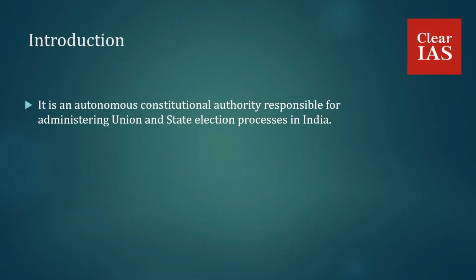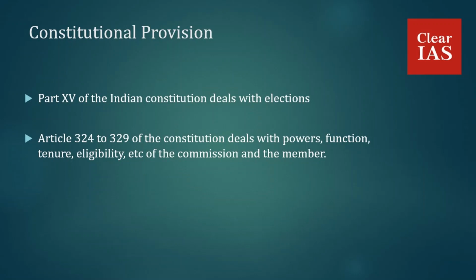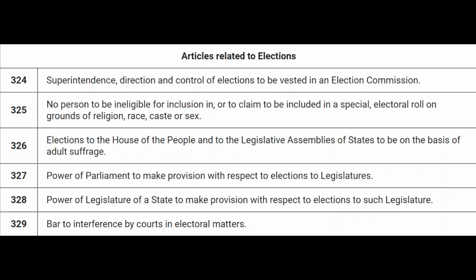Now we will discuss the constitutional provisions mentioning the Election Commission of India. Part 15 of the Indian Constitution deals with elections and establishes a commission for these matters, and the Election Commission was established in accordance with the Constitution on 25th January 1950. As you can see in the slide now, Articles 324 to 329 of the Constitution deal with the powers, functions, tenure, eligibility, etc. of the commission and the members. So please refer to this slide.